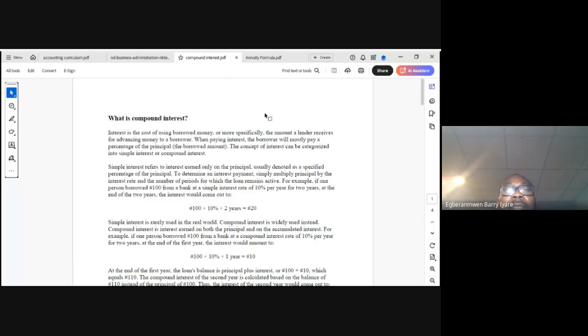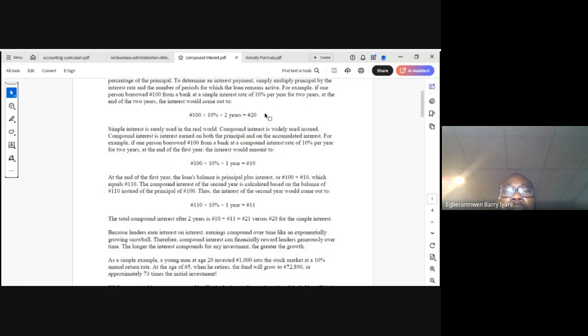Now, simple interest is not really used in the real world because it does not give maximum benefit to the lender. Why is it so? If you are given a loan for 2 years, you have to pay interest of 5% or 10%. At the end of every year, the interest will just be 10 naira.